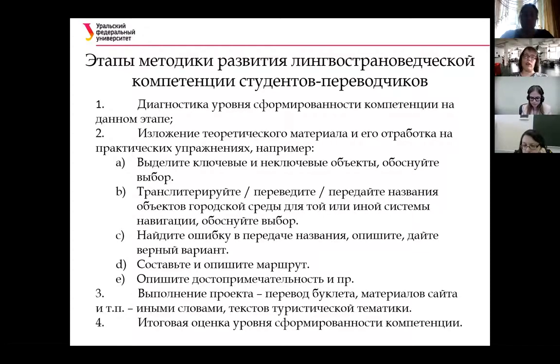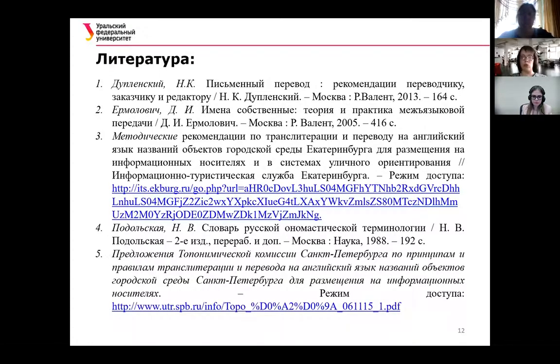This is so-called self-control. And this work requires the students to be very attentive and responsible, self-motivated, and motivated to reach good results. They should understand the importance of their work, and the students really felt they were real translators. And of course, this method may be used when translating the toponymic names of other cities, objects, and facilities. And of course, this may be useful for professional translators.